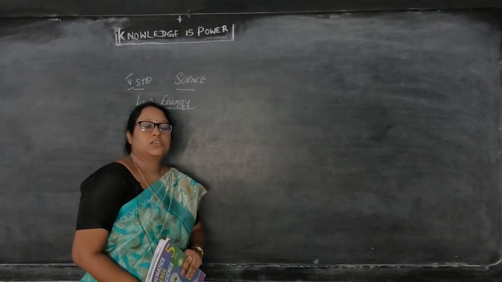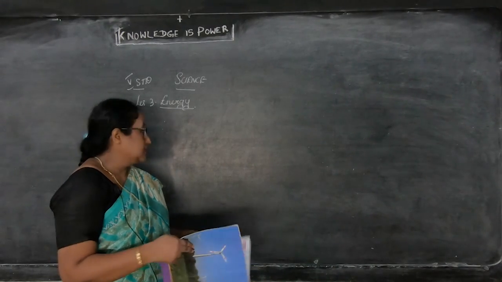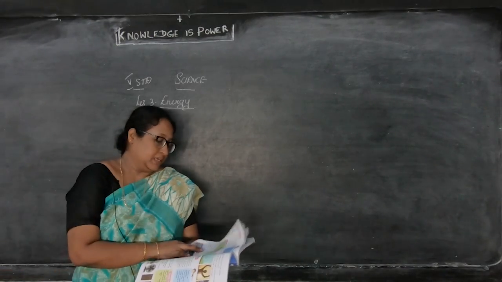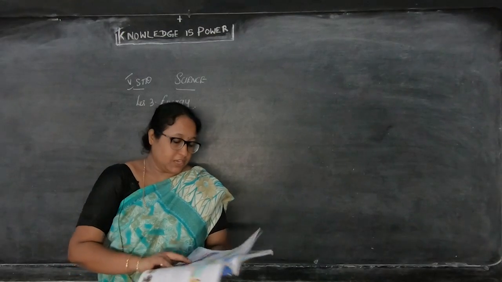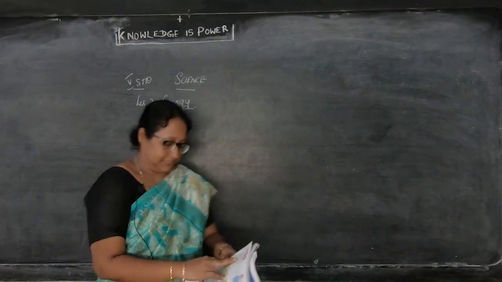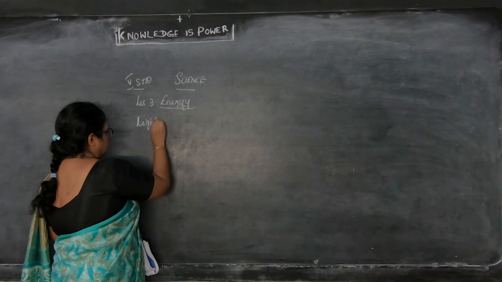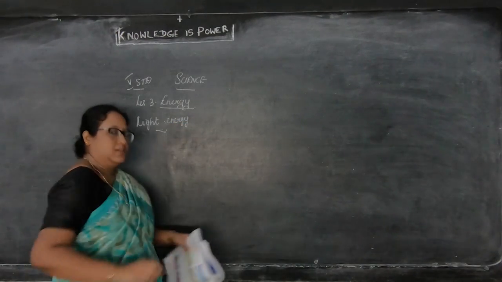Good morning, children. Now we'll continue the class for standard 5th science. The lesson name is energy. In the previous class we finished mechanical energy, wind energy and heat energy. Now we are going to see the next one, light energy. From this itself we know that we are going to see about light.